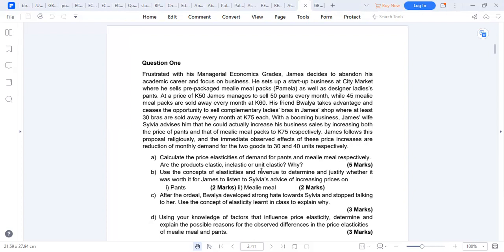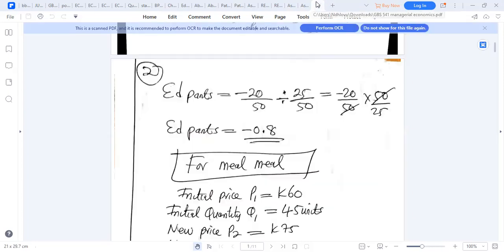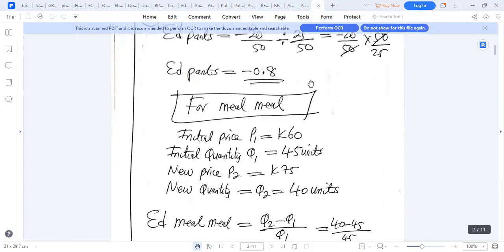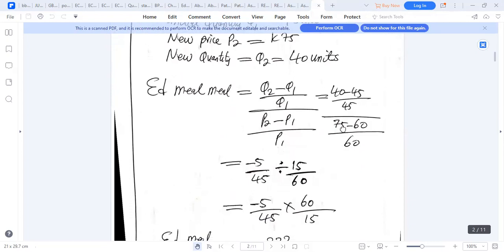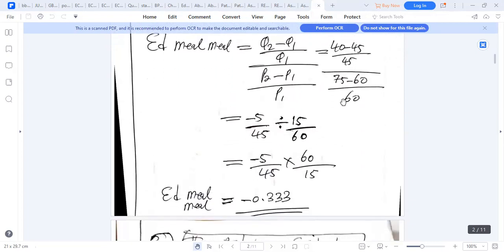So let's go to Sylvia now. In this information that I read, we will discover that the millimeter, which was at 60, selling at 45 units in a month, increased 75 across the board, but now it's selling for 40 units in a month. So using the same formula, let's see what comes out for the elasticity for millimeter. When you do the computations, you're going to find that... What's the comment on the answer? It's also inelastic. Yes, it's also inelastic.